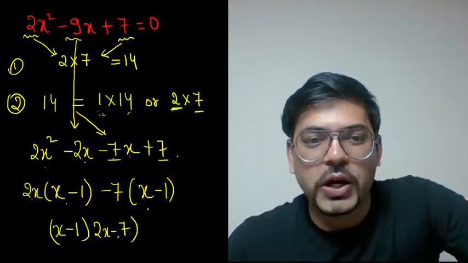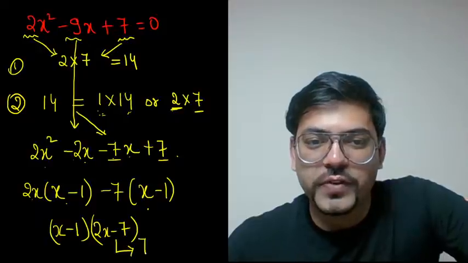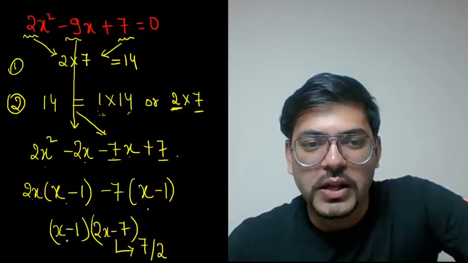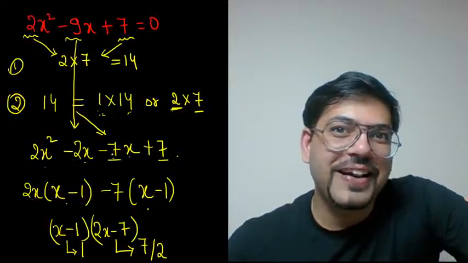So what we actually got is x minus 1 into 2x minus 7, and hence if you find the zeros of this polynomial, here you will get 7 by 2 and here you will get 1. That's it. Did you all understand?